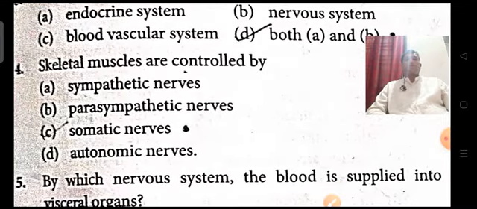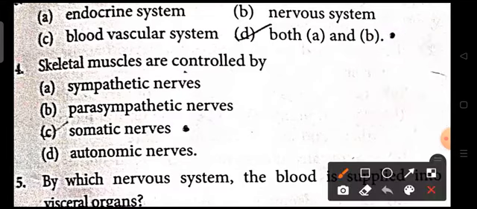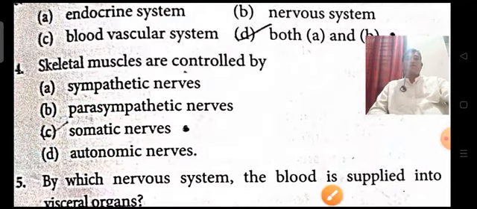Next, skeletal muscles are voluntary muscles, and they are controlled by nerves present in the somatic parts of the body. Sympathetic and parasympathetic belong to the autonomic nervous system, and the nervous system is the peripheral nervous system. So the skeletal muscles are controlled by somatic nerves.